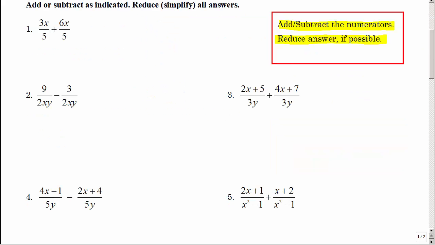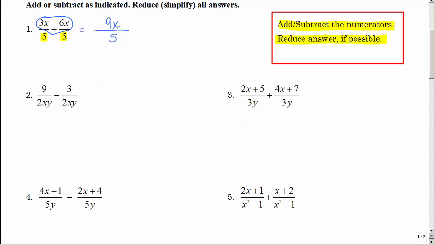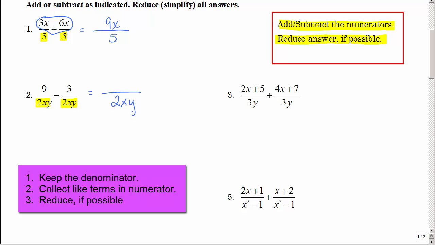So number one, we have exactly the same denominator. So you keep the denominator. Then you add or subtract the numerators if you can. They still have to be like terms. This is 9x. Can you reduce 9 and 5? No. So that's the answer. Pretty easy. Same denominator. We keep the denominator.